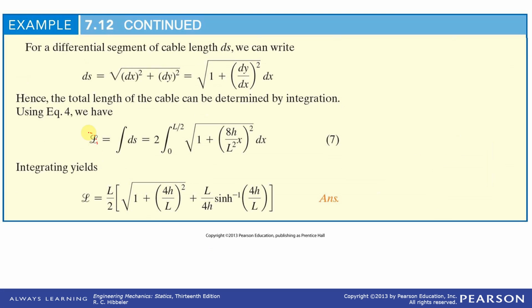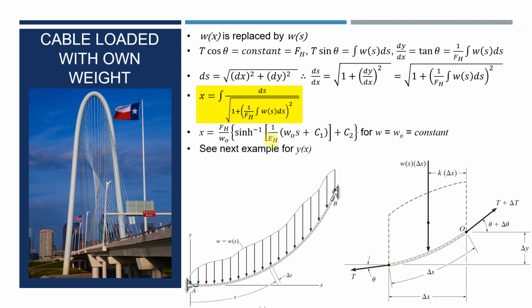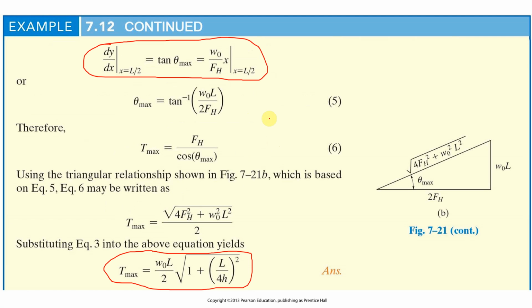Total length of the cable. Now the cable dips down and comes back up, so you've got to integrate this. You can integrate it with respect to dx. This is tangent of theta. We already know the tangent of theta. Where is it? There it is, right there, W naught L. Where's W naught L? There we go. dy/dx. Oh, yeah, there's an x here.